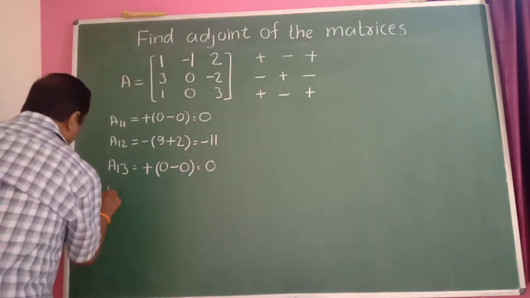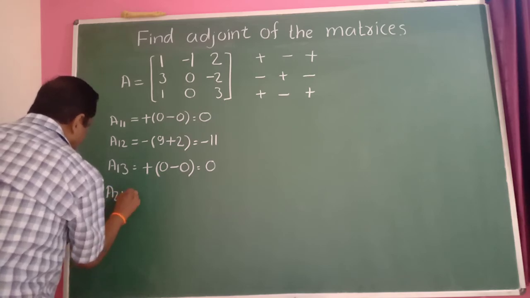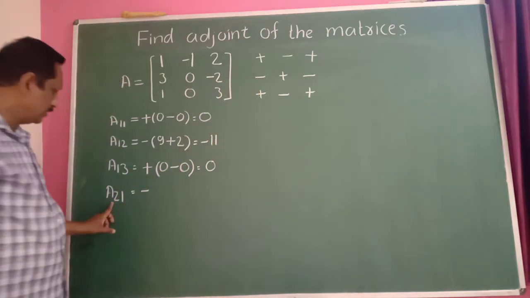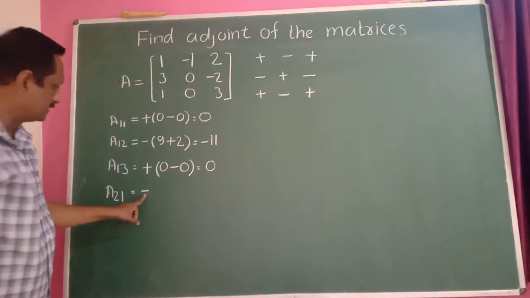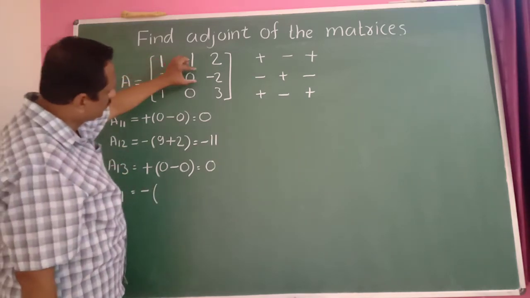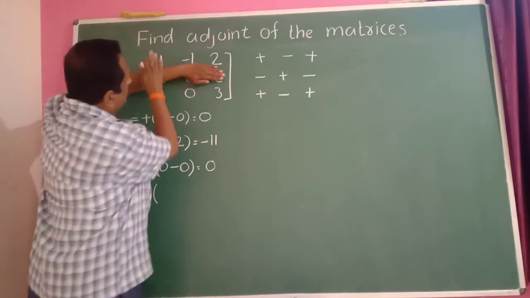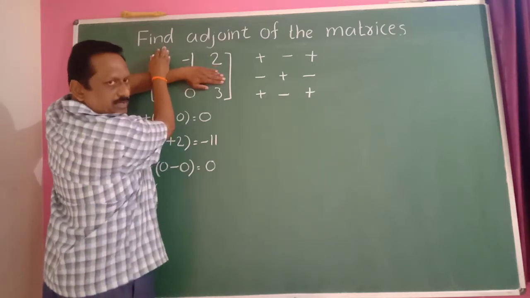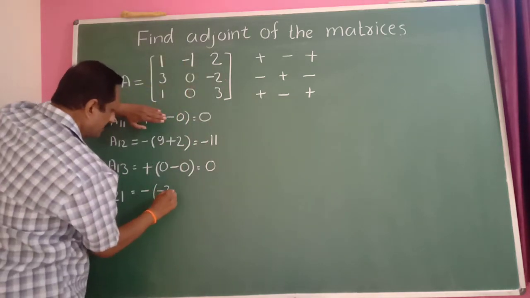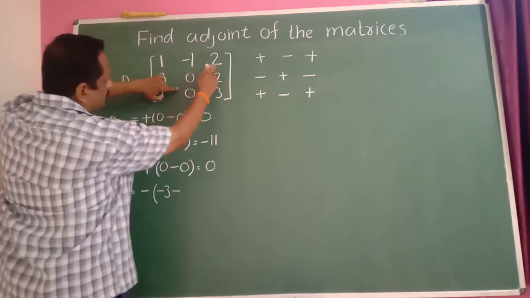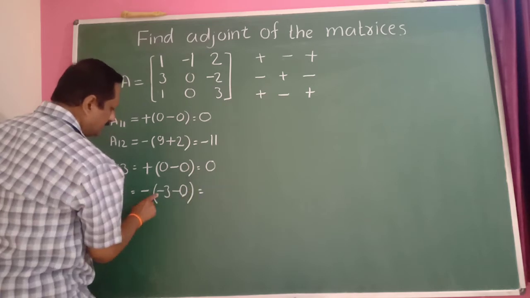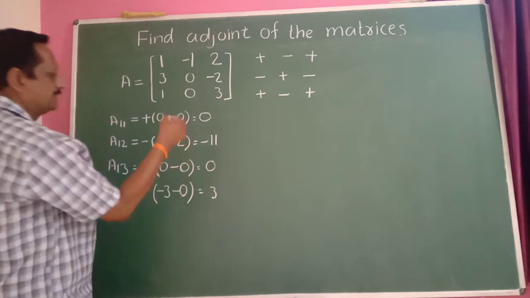Therefore, A21. Here 2, 1 means a minus sign. So write minus here, since 2 plus 1 is 3, an odd number, take the minus sign. Then delete the second row and the first column. These are the remaining elements. Minus 1 into 3 becomes minus 3. So write minus 3. Minus 1 into 2 into 0 becomes 0. Minus into minus becomes plus, so it is plus 3.